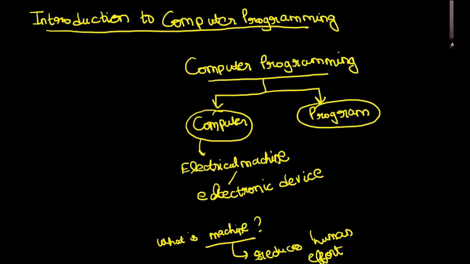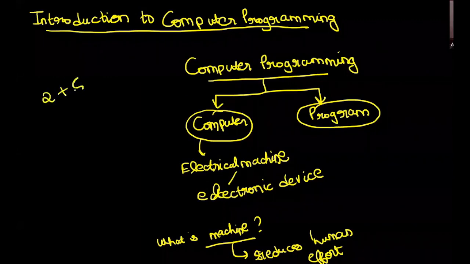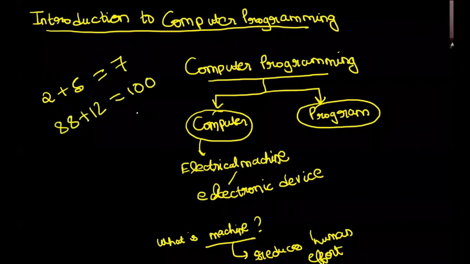Okay. So now you will ask me, hey, you told that a computer is a machine, but how does a computer help to reduce human effort? Can you please give some examples? So let me take a couple of examples to give you an understanding. If I ask you, what is 2 plus 5? Everybody will instantaneously say 7. If I ask you what is 88 plus 12, everybody will tell me instantaneously that the answer is 100.